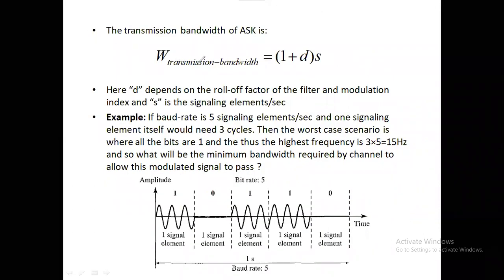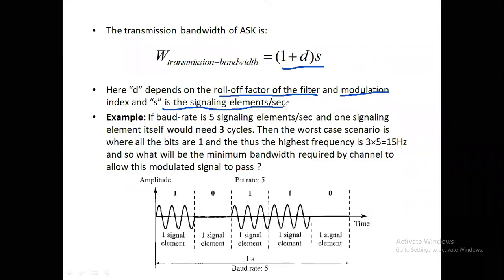The transmission bandwidth of ASK is (1 + d) times S. d depends upon the roll-off factor of the filter used for pulse shaping and the modulation level or the modulation index. And S represents the signaling elements per second or the baud rate of the system.